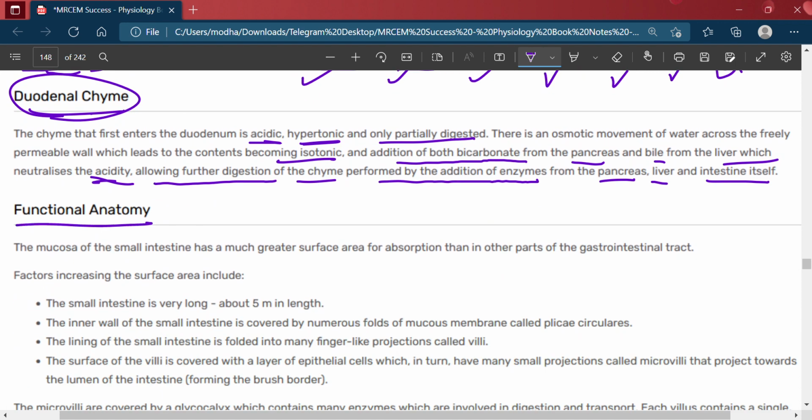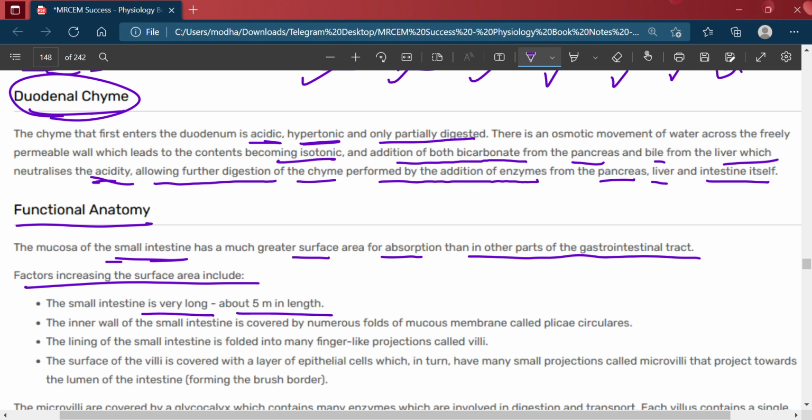Now functional anatomy. The mucosa of the small intestine has a much greater surface area for absorption than other parts of the gastrointestinal tract. Factors increasing the surface area include that the small intestine is very long, about 5 meters in length.